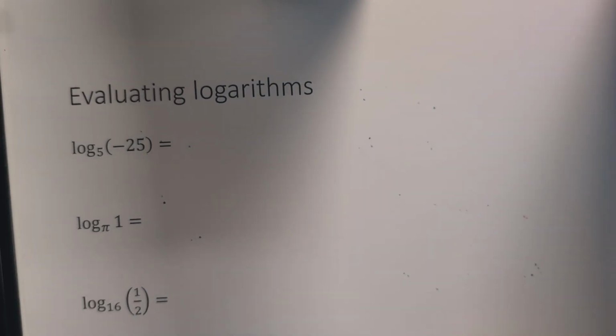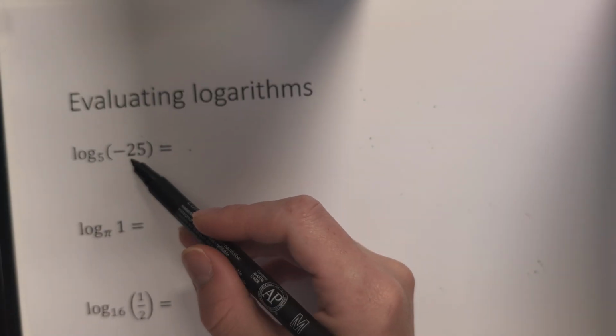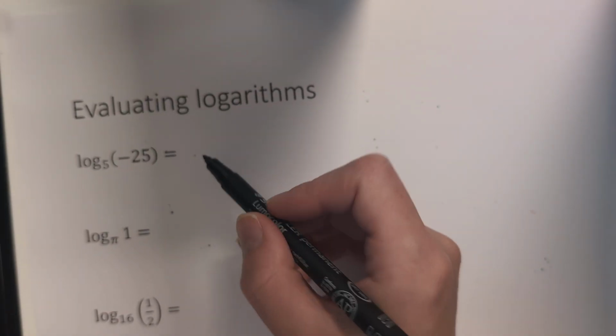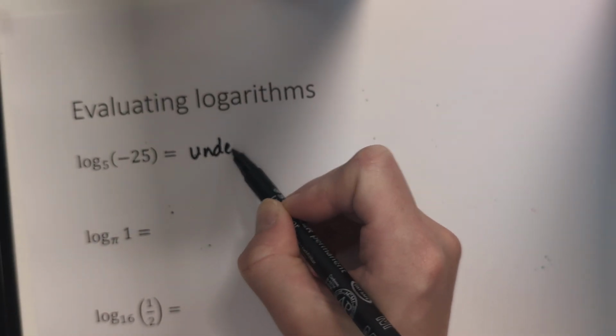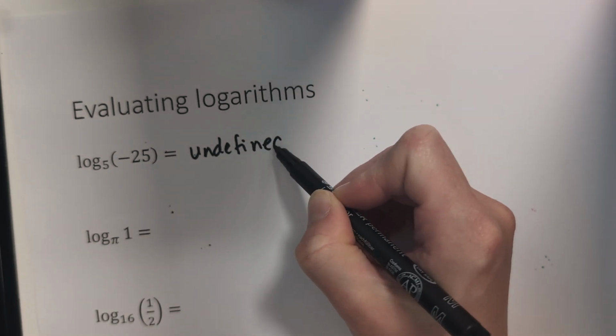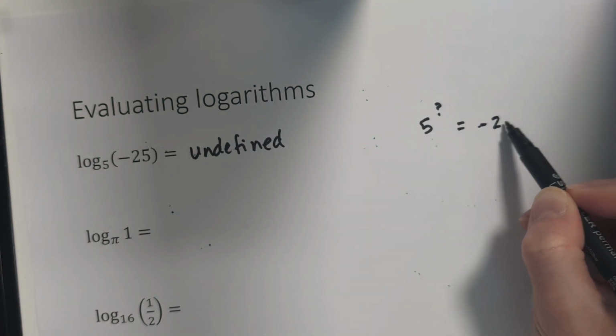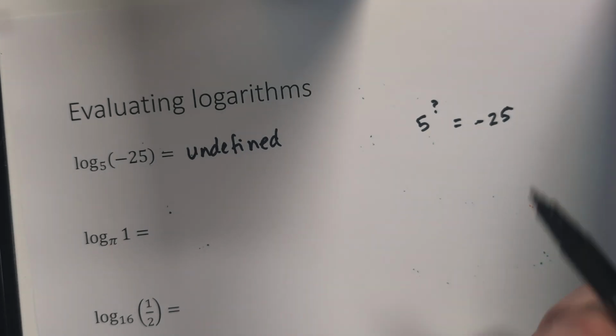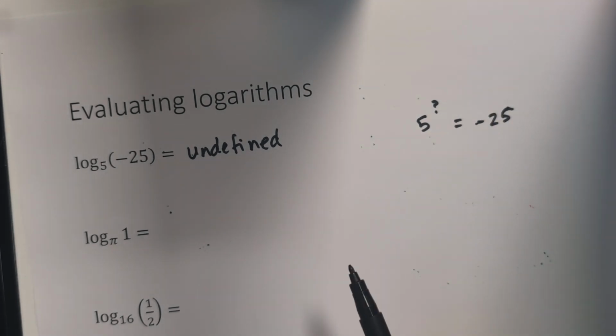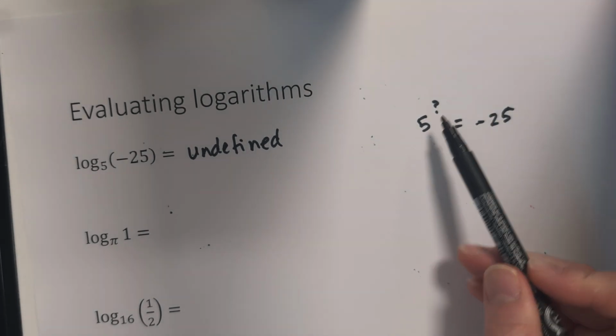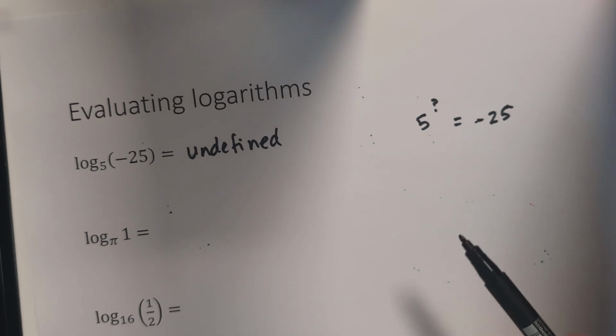A couple more tricky ones. Log base 5 of negative 25. Remember, this is not possible, undefined. This is one of those domain problems because 5 to the what is negative 25? Well, nothing. There's no way to have an exponent that will turn that into a negative value. It's not negative 2. 5 to the negative 2 is 1 over 25.